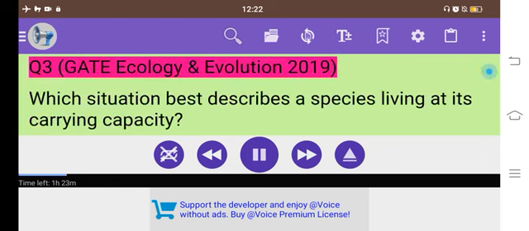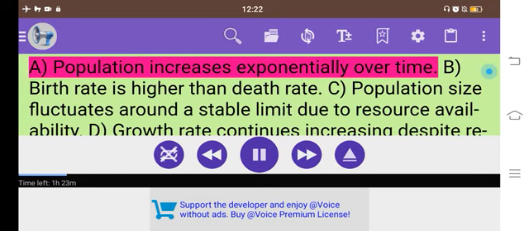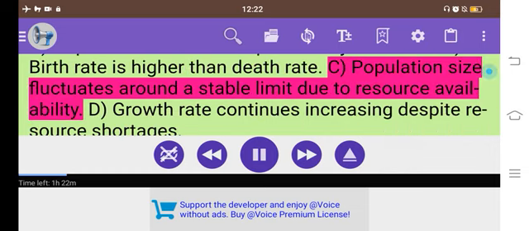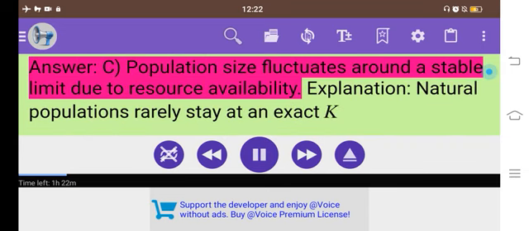Q3, GATE Ecology and Evolution 2019. Which situation best describes a species living at its carrying capacity? A. Population increases exponentially over time. B. Birth rate is higher than death rate. C. Population size fluctuates around a stable limit due to resource availability. D. Growth rate continues increasing despite resource shortages. Answer: C.